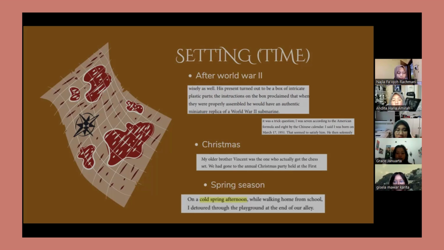The second one can be seen in the story when the protagonist, Waverly, plays with John and they celebrate the annual Christmas party in the church. And the last one is the spring season, which the author described when the protagonist found out about the playground and a group of old men playing chess.